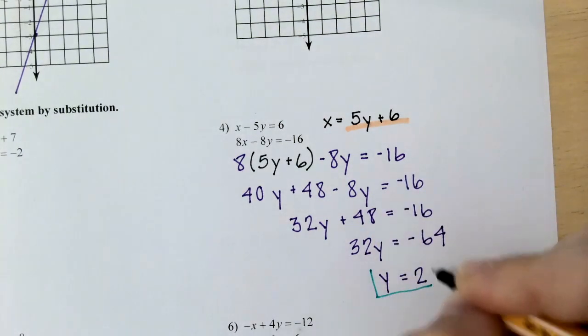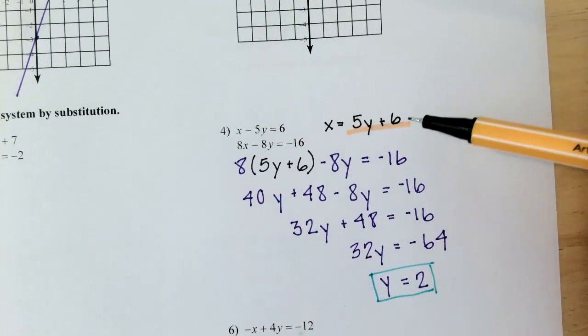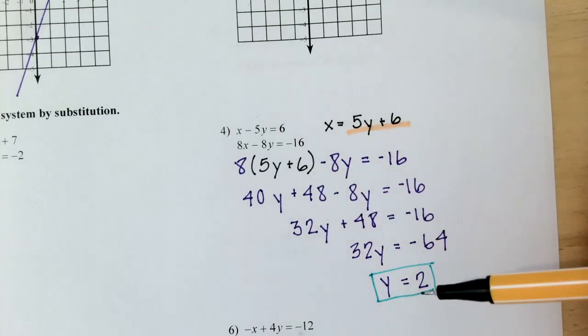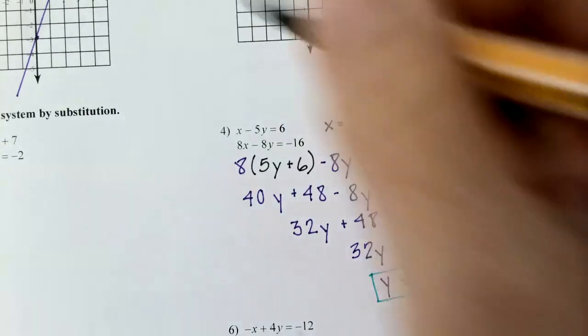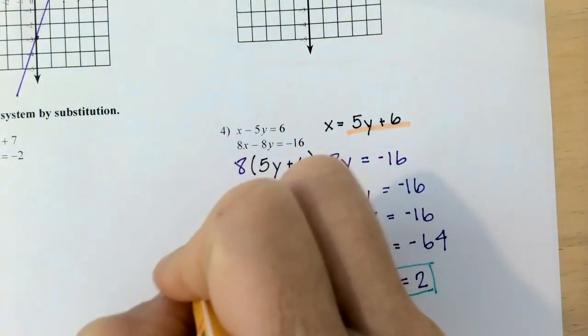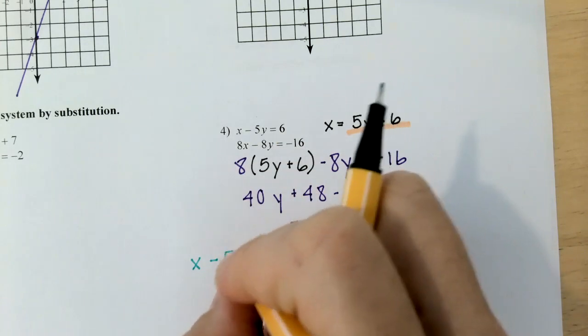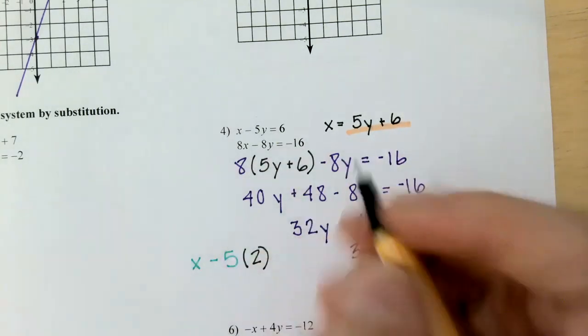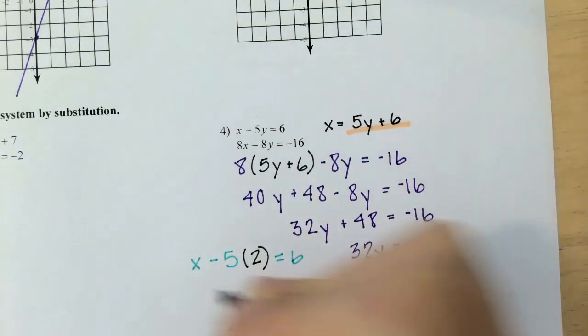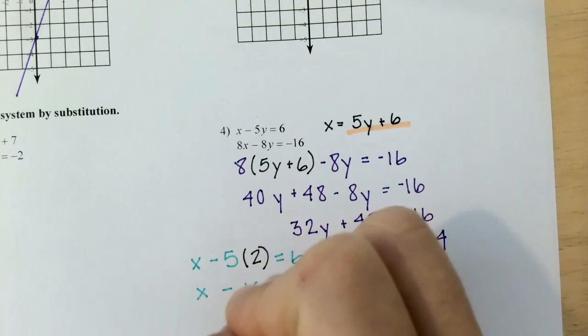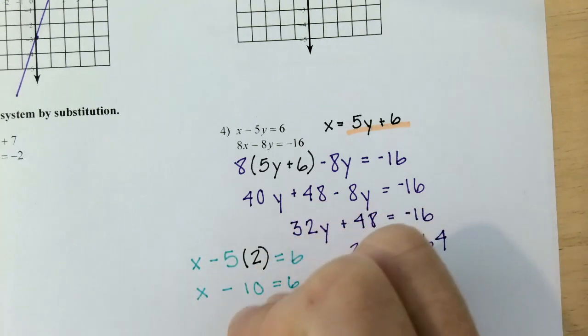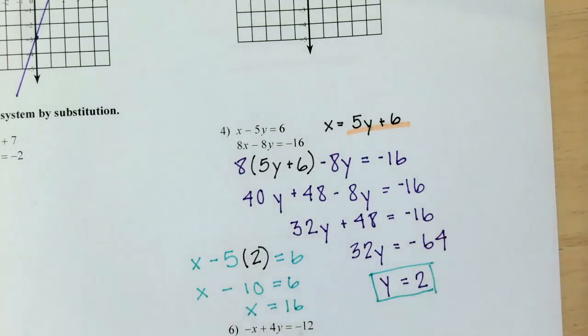And remember, once you found one of them, then you can take that answer, and just like here when we solved for x, we substituted it in. Now we have y, we're going to substitute it in up here. So it would be x minus 5, and instead of y, we're just going to say 2, equals 6. X minus 10 equals 6. So x is 16 when y equals 2.